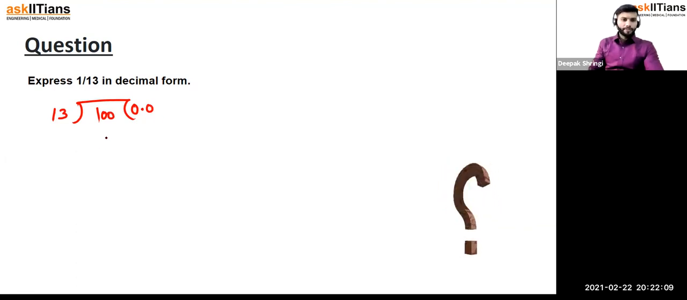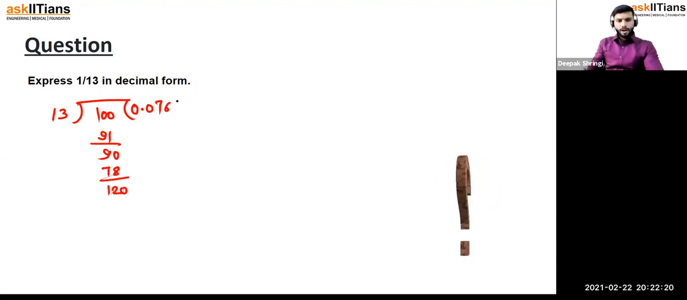Now 7 times 13 is 91, we will get a 9, right? I will take a 0. 6 times 13 is 78, then there is a 12. 9 times 13 is 117, there's a 3. 2 times 13 is 26, right? And there's a 4.